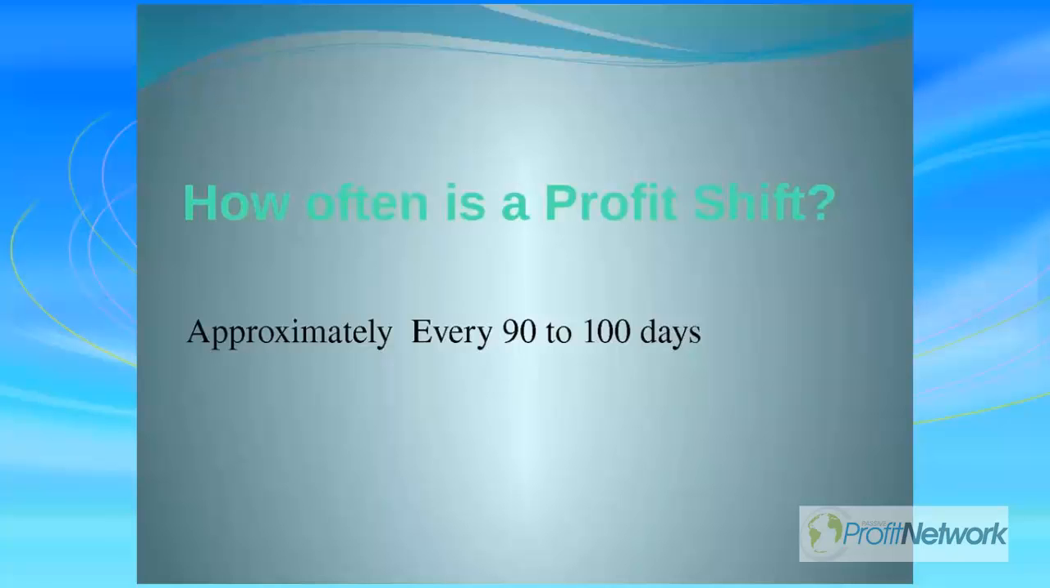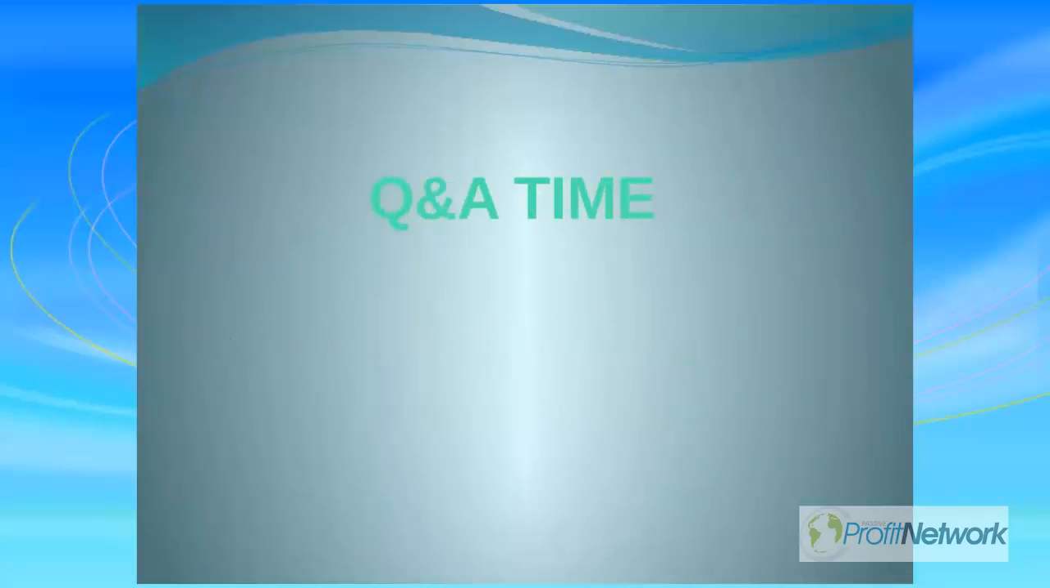All right. Now, how often is a profit shift? A profit shift is approximately every 90 to 100 days. There is no set date for a profit shift. The only people who know when the profit shift is going to take place are the people who are running Profit Clicking. No one knows.